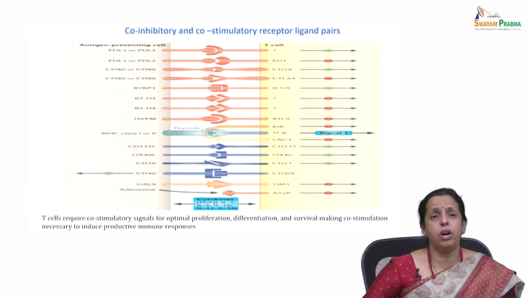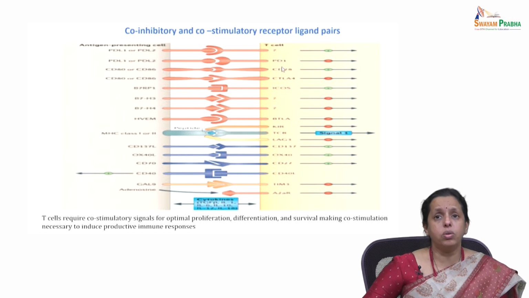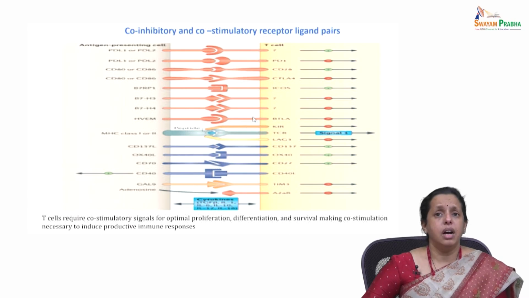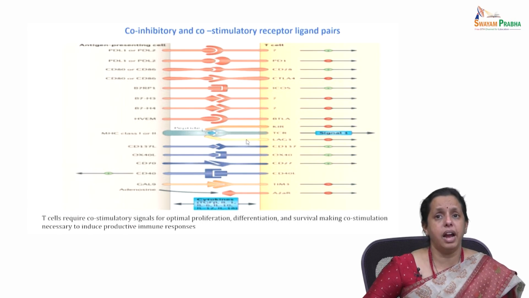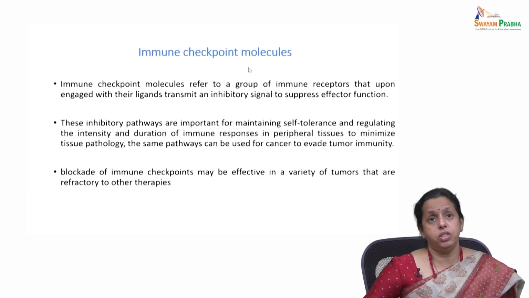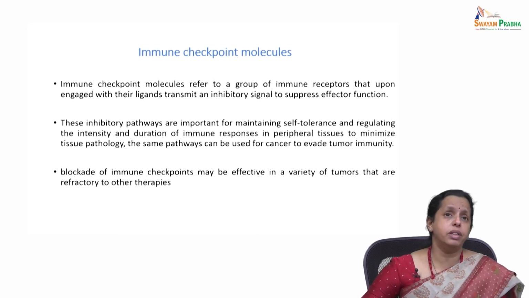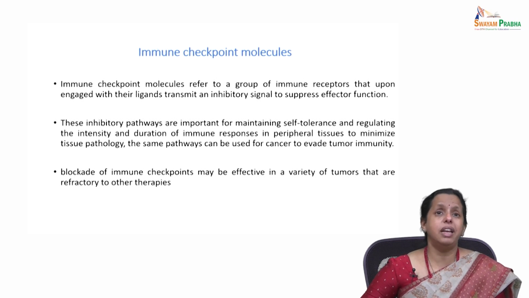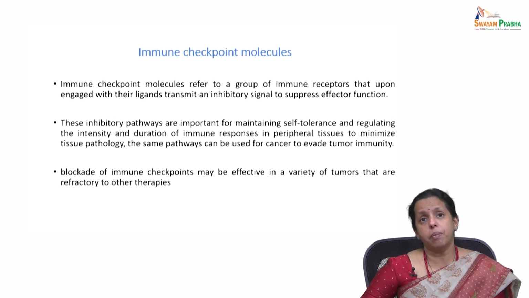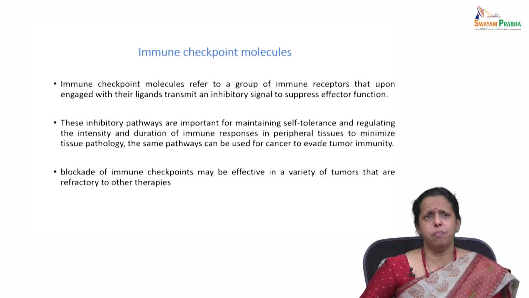For example, if you are able to block any of these co-stimulatory and co-inhibitory pathways, or maybe if you can optimize their use, it has the potential to increase the effective T cell mediated anti-tumor immune response. Thereby you can increase the efficacy of your cancer immunotherapy. Cancer immune checkpoint molecules refer to a group of immune receptors that, upon interaction with their ligands, transmit an inhibitory signal to suppress your effector function. Very simple.